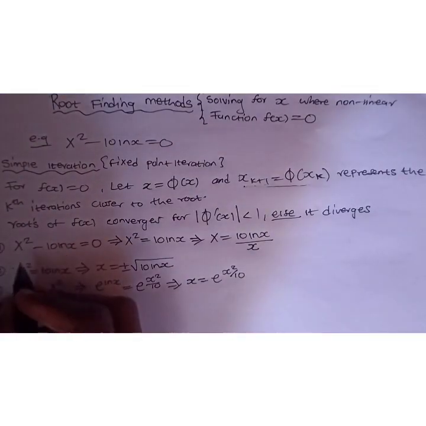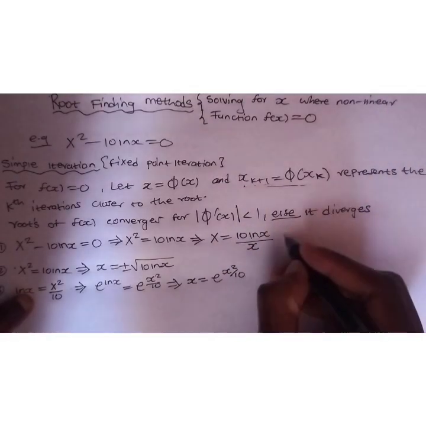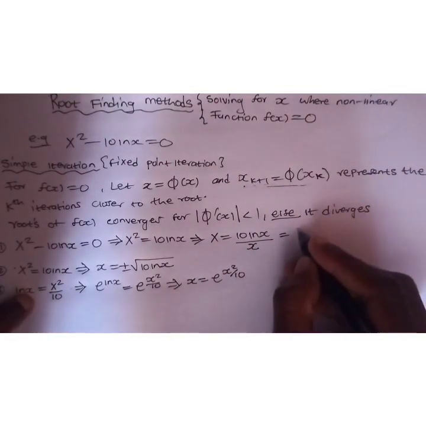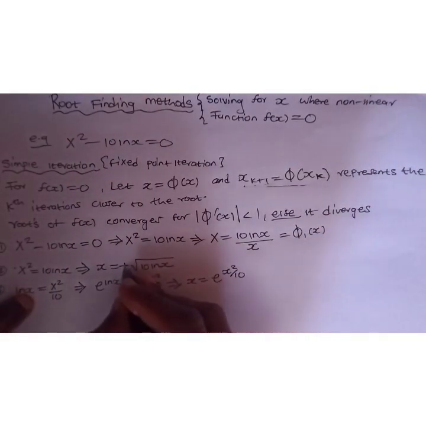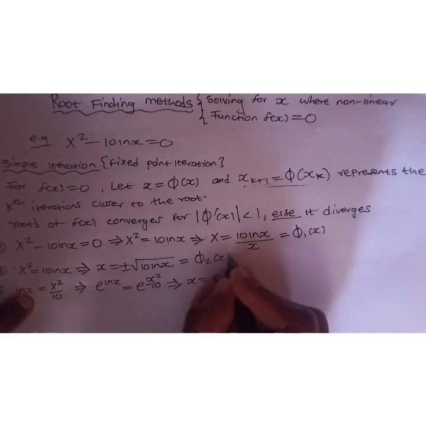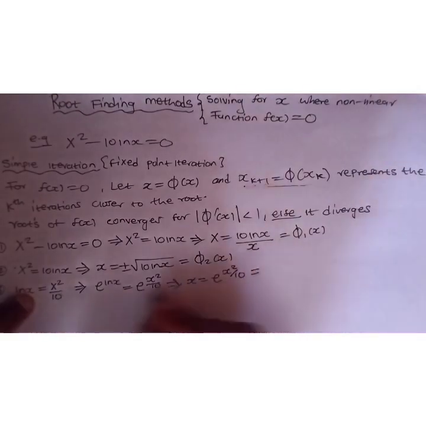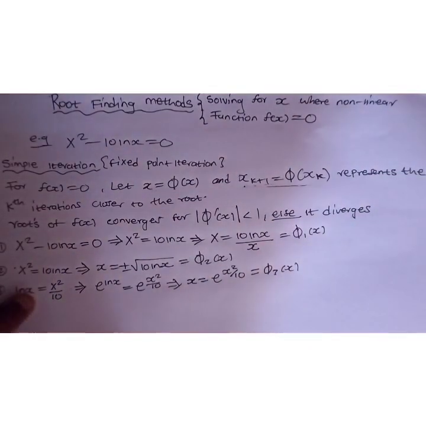The first one is x equals 10 ln x over x. I'll indicate this to be my phi 1 of x. The second one is plus or minus the square root of 10 ln x. This will be my phi 2 of x. And the third one is given by e to the x squared over 10. This will be my phi 3 of x.